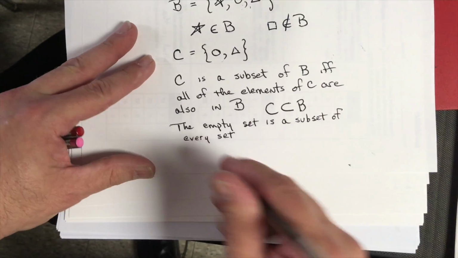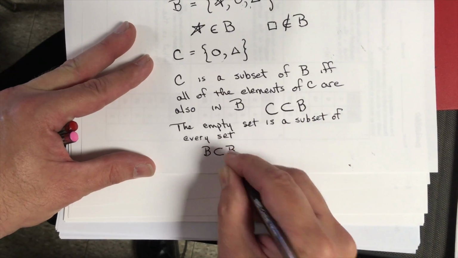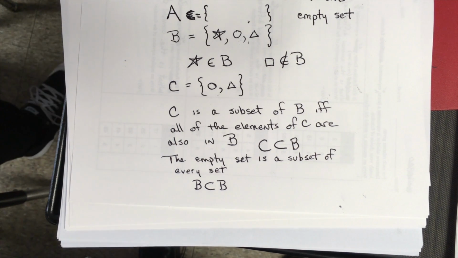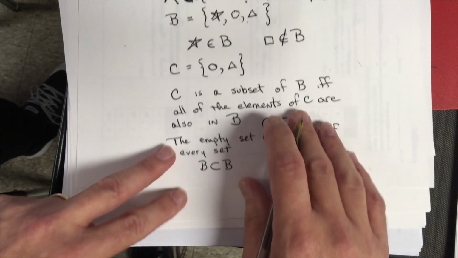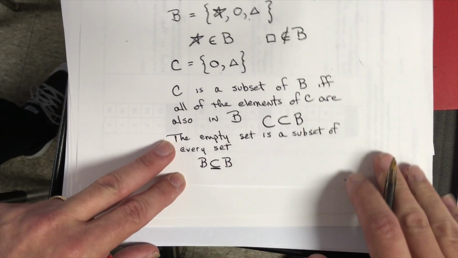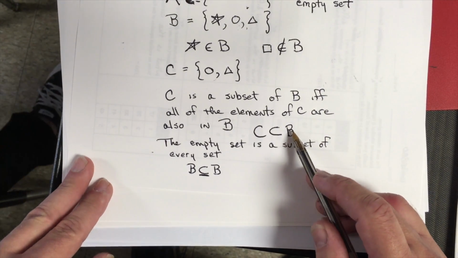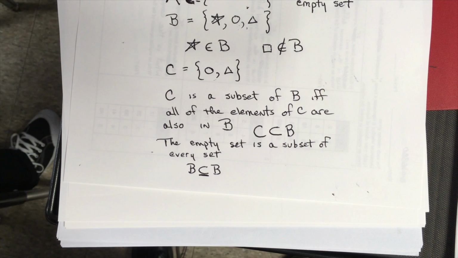How about this? Is this true? B is a subset of B. Hold on. Yeah, it is. But it's kind of not really what we had in mind, right? So usually we write this. C would be a proper subset of B. B, not so much. Because, yeah, it's part of B, but it's also all of B.